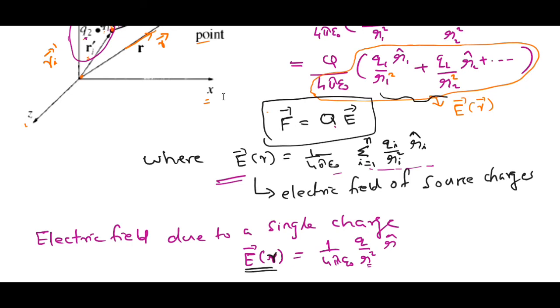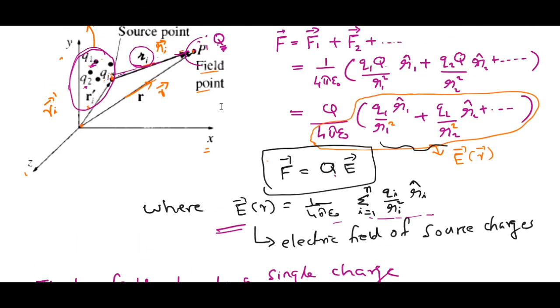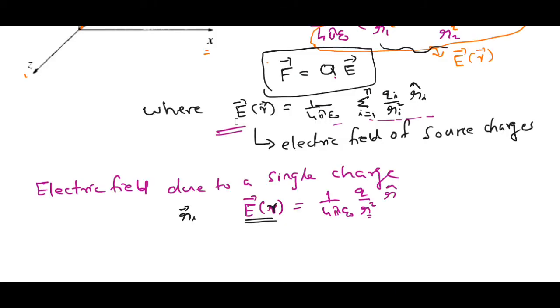Why? Because the separation vectors, that is Ri, depend on the location of the field point P. Okay. If you see this figure, this R depends on the field point P. That is why the electric field E has been written as a function of R. This is nothing but vector R.